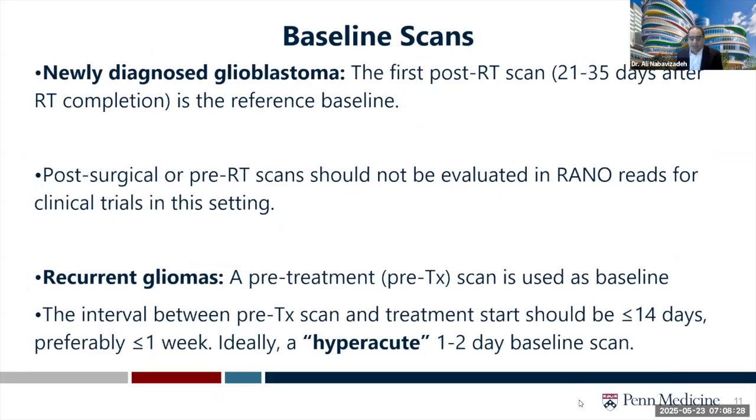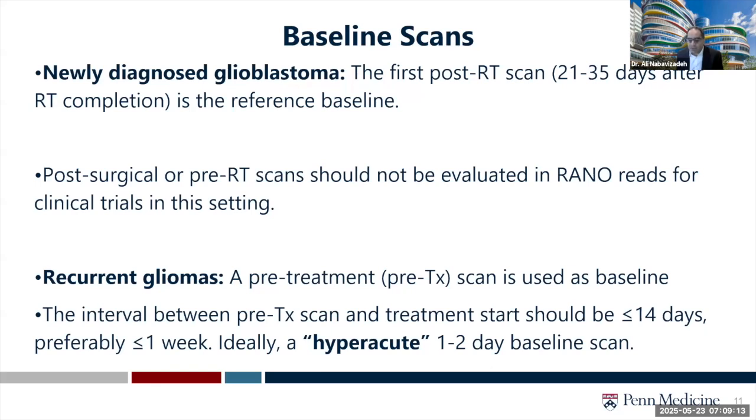So the baseline scan, this is key, and also one of the differences of RANO 2.0 and modified RANO compared to prior RANO versions. In newly diagnosed glioblastoma, the baseline scan is the first post-radiation scan. So post-surgical and pre-radiation scans should not be evaluated as baseline in RANO reads. For recurrent glioma, a pre-treatment scan is used as a baseline. Ideally, it should be within 14 days before starting any new treatment. And if we can have a hyperacute scan, that would be even better, like a scan within 1 to 2 days of starting a new treatment.